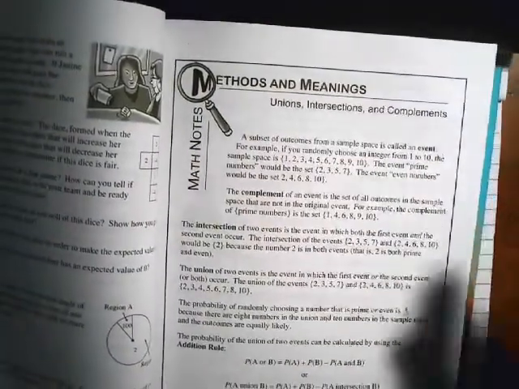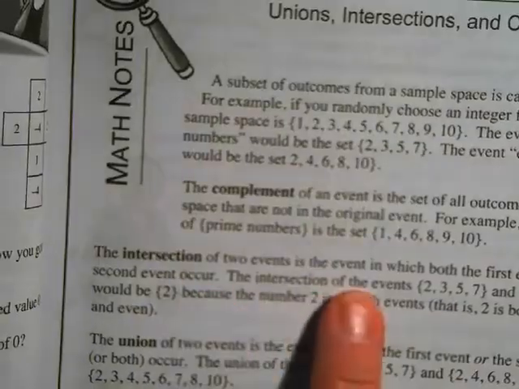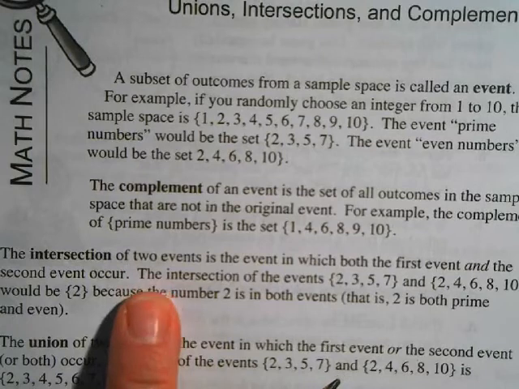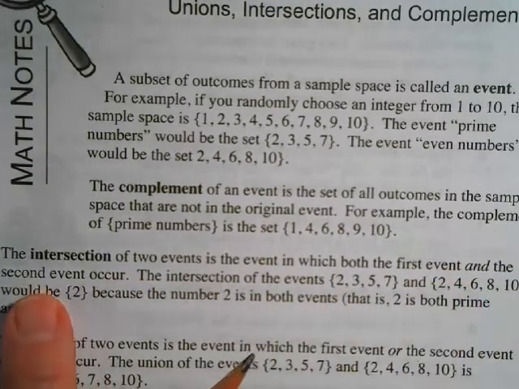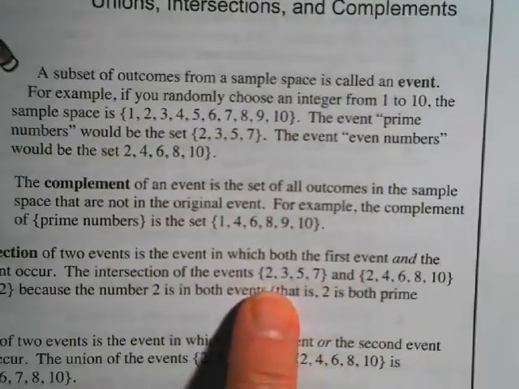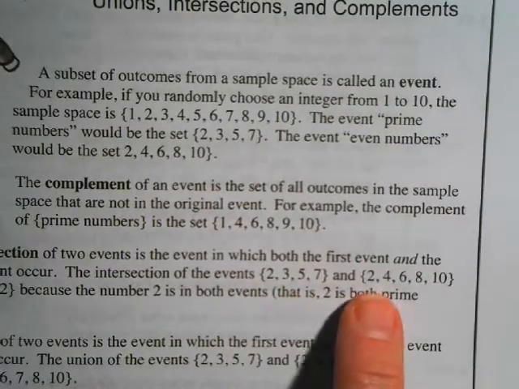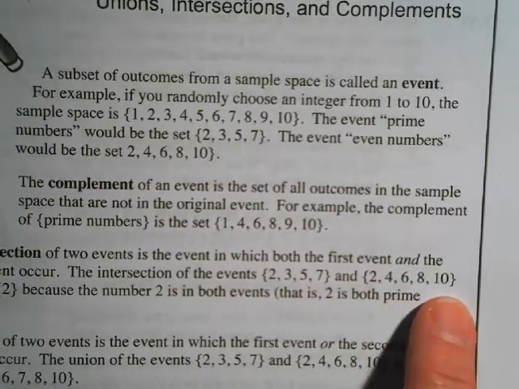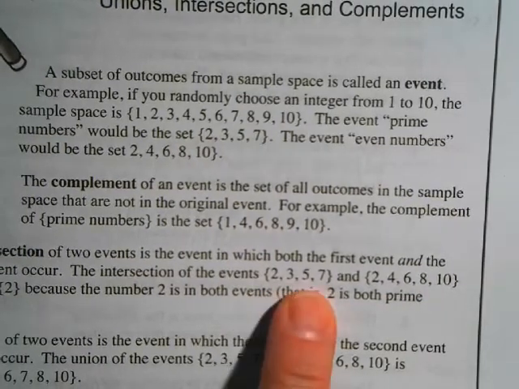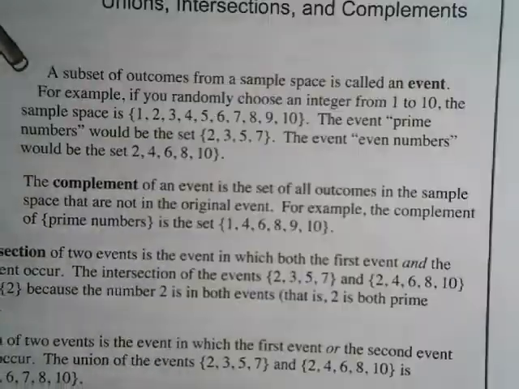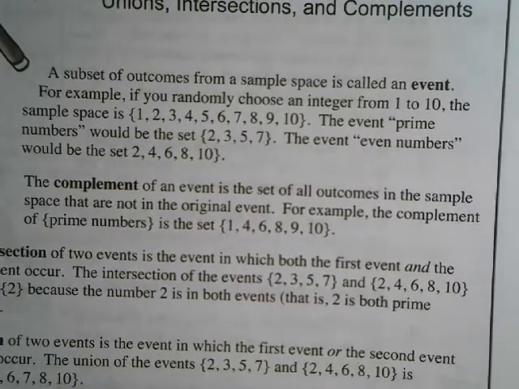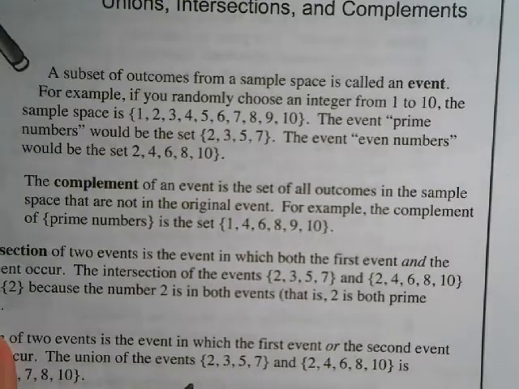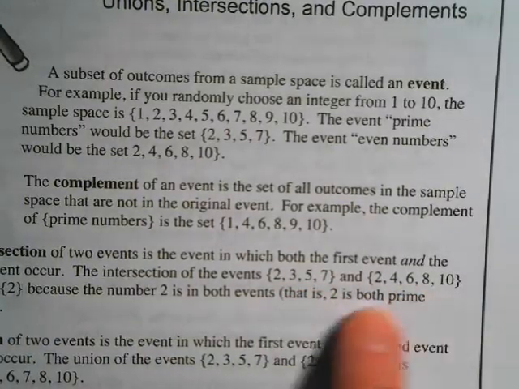That is considered an intersection of two events. So if you see the word intersection come up, it's the event in which both the first event and the second event occur. So club and face. So the intersection of 2, 3, 5, 7 and 2, 4, 6, 8, 10 is 2. That's the only one that's in both events. These are prime, these are even. So the probability of getting both prime and even out of these two sets of numbers would just be 2.